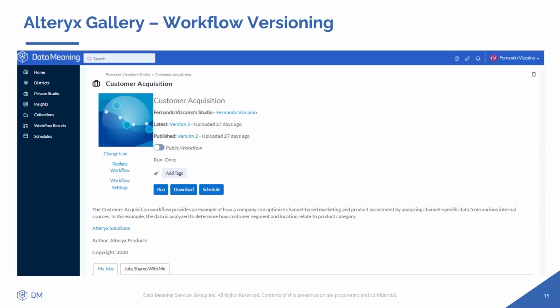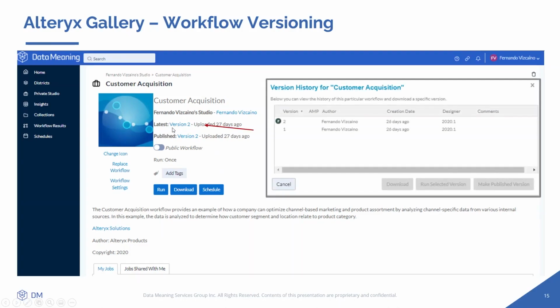And as we also mentioned, the server provides the version control feature, and in the same page where you can run your workflows, you can see which version is the published one, but you can also take a look at the version history. You can see previous versions, the authors, the creation date, the Alteryx Designer version that created those workflows, and you can select another version and make that the published one. You can also, as the author, run previous versions or just download the workflow to create a new version based on an older one.